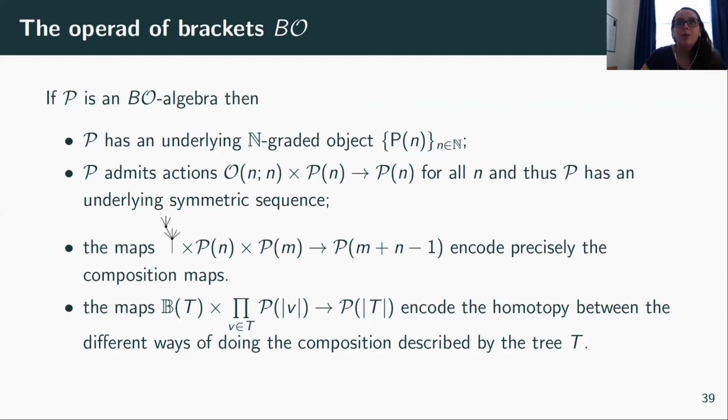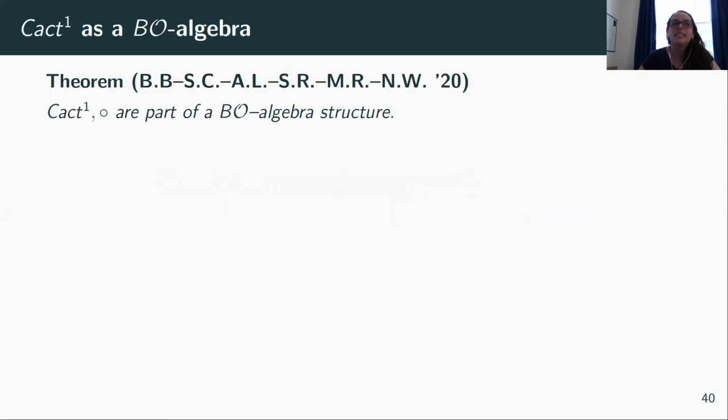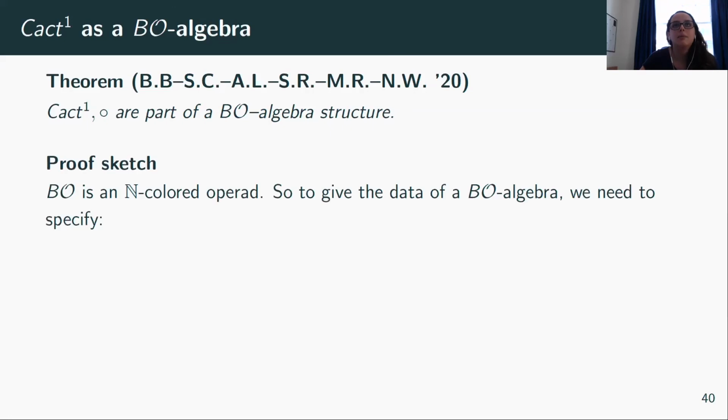So I guess now we can actually go back to normalized cacti, and the theorem that we have is that normalized cacti are part of a BO algebra structure, and therefore they are an infinity operad. I am not going to go into all the details of this proof, but I'm going to give you guys a sketch of how you can do this.